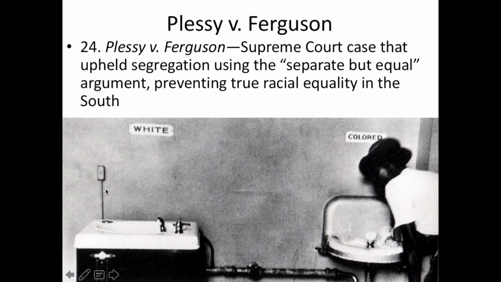And eventually that will be overturned in American history too with Brown versus Board of Education. But that is preventing equality in the South. And it's going to prevent equality because the whites and the blacks are never going to be together. And whenever these two groups of people are separate, you're not going to know anything about that other group. You're not going to interact with people from that other group. And when you're not interacting with people in that group, then you're going to be able to stigmatize them.